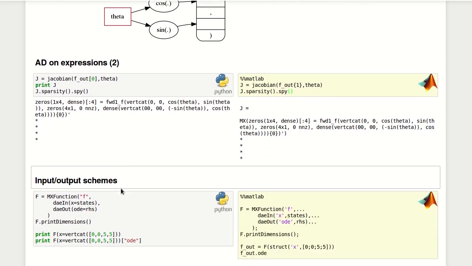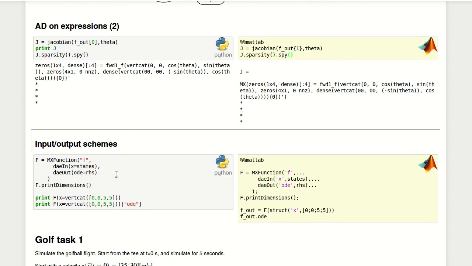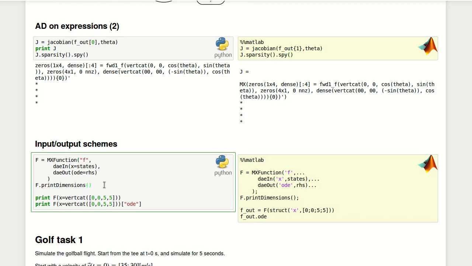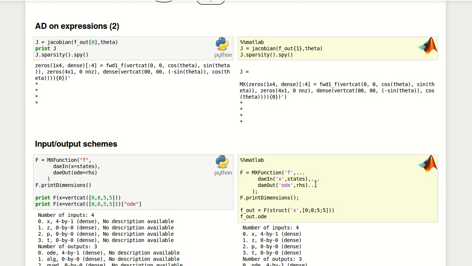So the MX function we defined before, previous f, had a list of inputs and a list of outputs. But it's not really defined what the first element of this list means, what the second element means. It's a bit arbitrary and up to the user. So there are a few rules for standard forms of input and output. A standard form for a DAE involves, for example, a state, which is defined by the label x here, and involves an ODE output. So that's how you give labels to inputs and outputs.